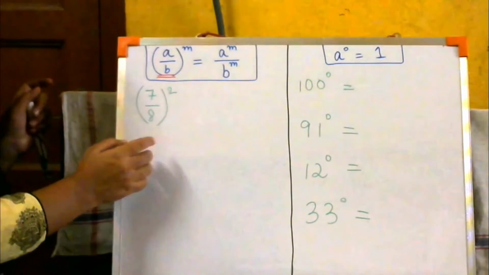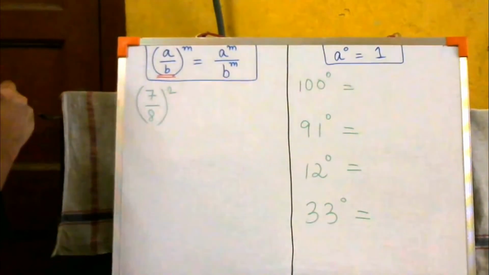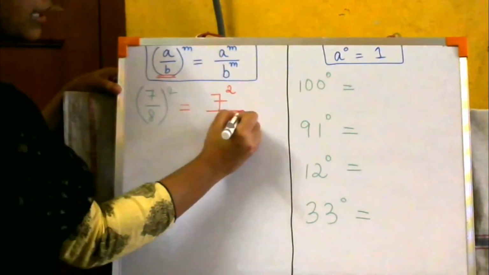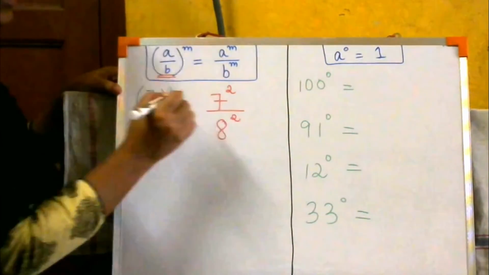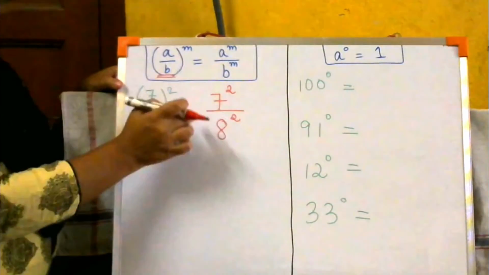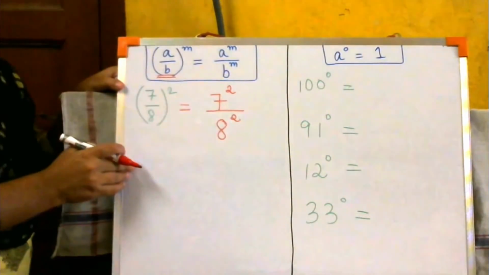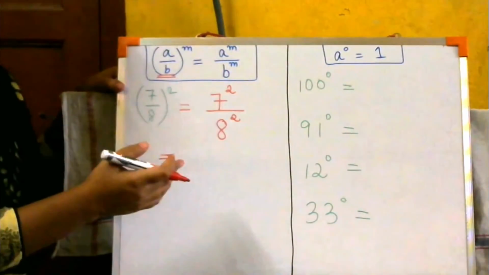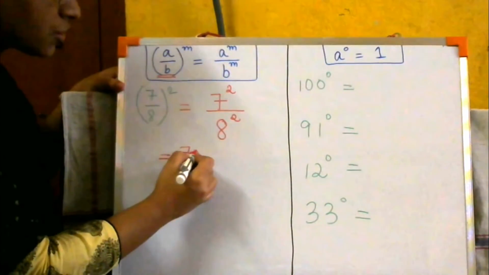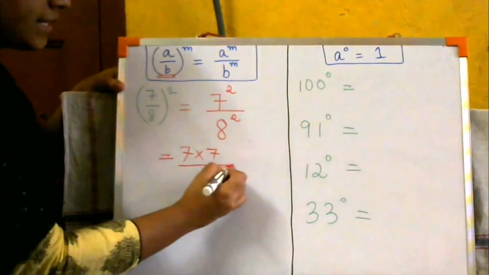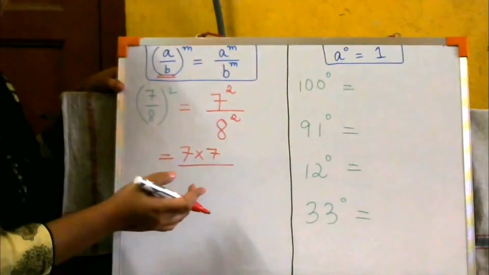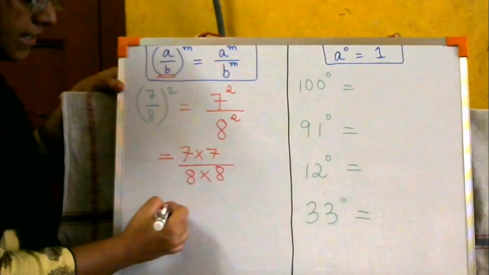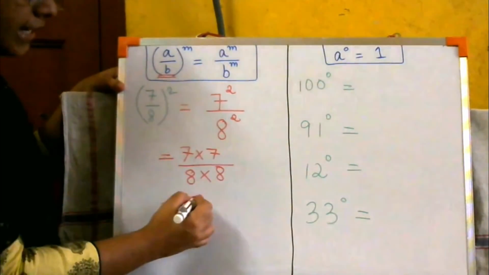So what we are going to do, we are going to open the bracket. So when we open the bracket, what happens? 7 का भी power 2 होता है और 8 का भी power 2 हो गया. ठीक है, this power 2 belongs to both 7 and 8. Clear? So now 7 to the power 2, what does this mean? 7 is 2 times, 7 into 7 divided by 8 to the power 2. This means 8 is also 2 times. So 8 into 8. Now you all know 7 sevens are 49.